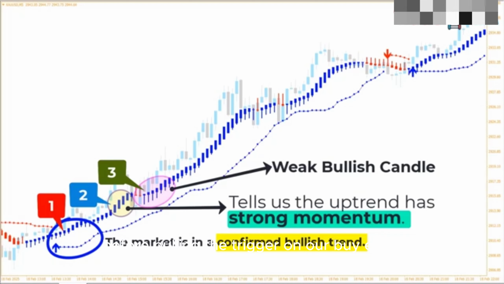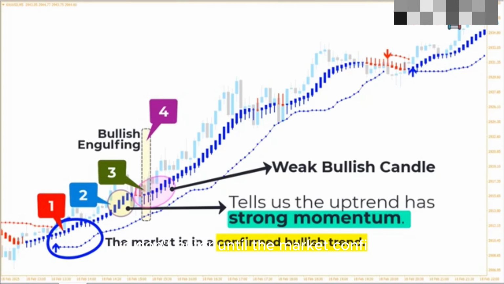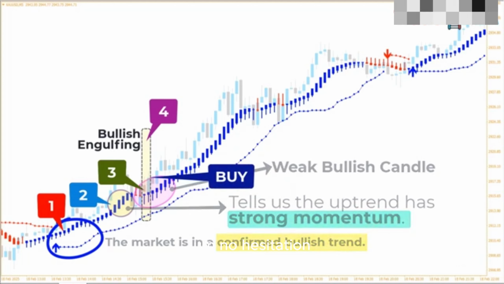Now let's move to the final step, waiting for the ultimate confirmation. Before pulling the trigger on our buy entry, we need one final confirmation, a price action pattern signaling that the bullish trend is resuming. This is trading rule No. 4. We don't enter until the market confirms that buyers are stepping back after the pullback. Once we see this price action setup fully formed, that's our green light.